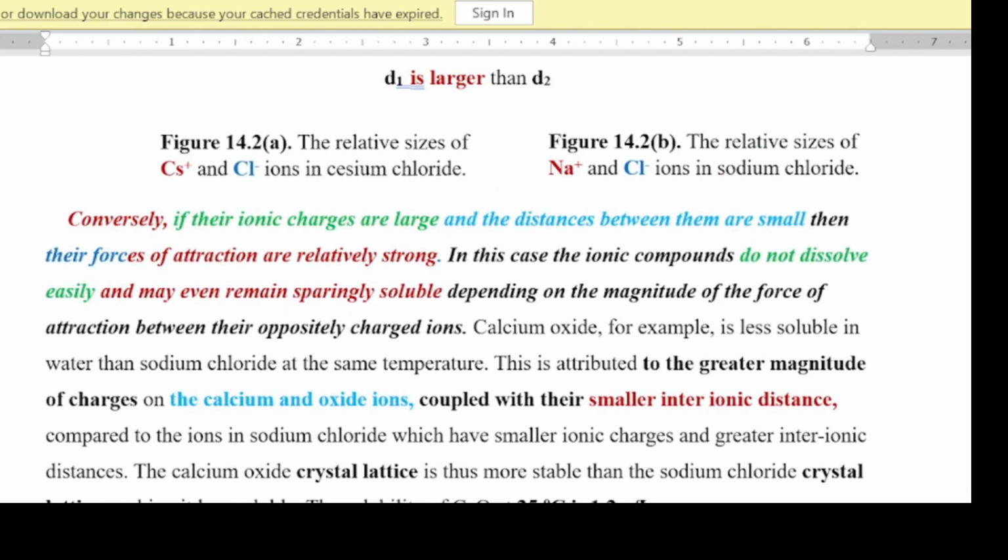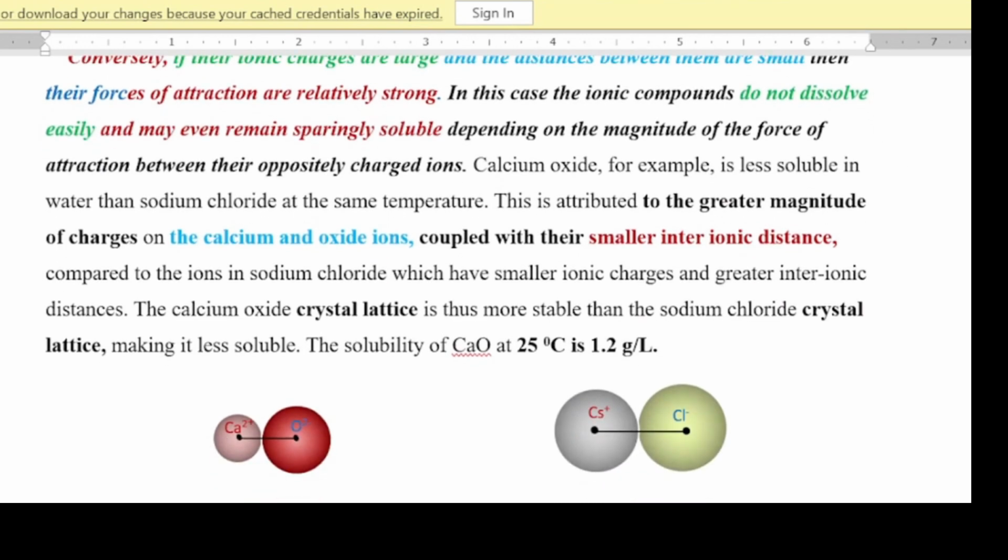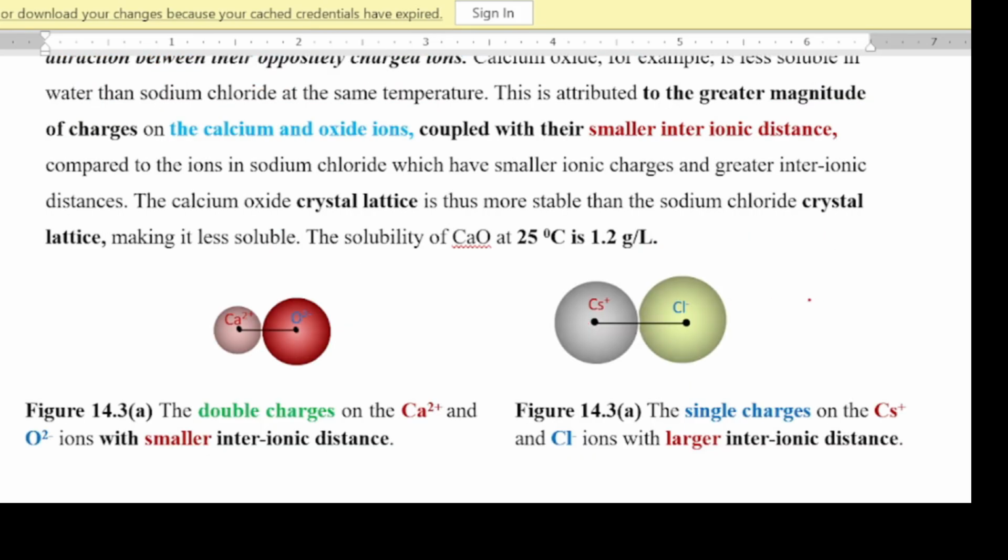Now another thing happens here. We show a different story, but look what happens. Now we're changing the charges, okay? Here is calcium oxide, and here you have cesium chloride again, right? Two things are happening here. Here you're having different charges. Q1 and Q2 are different now. Here you have 2 and 2, and here you have 1 and 1.